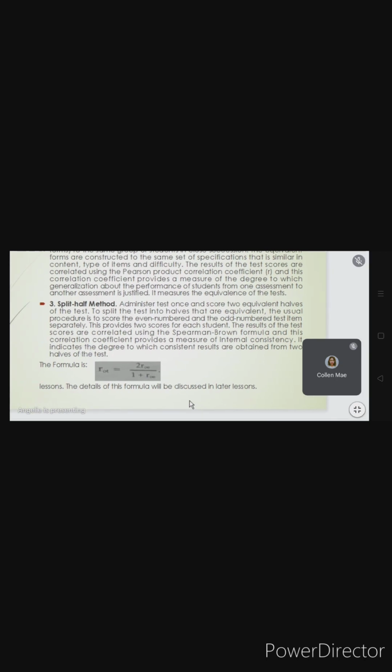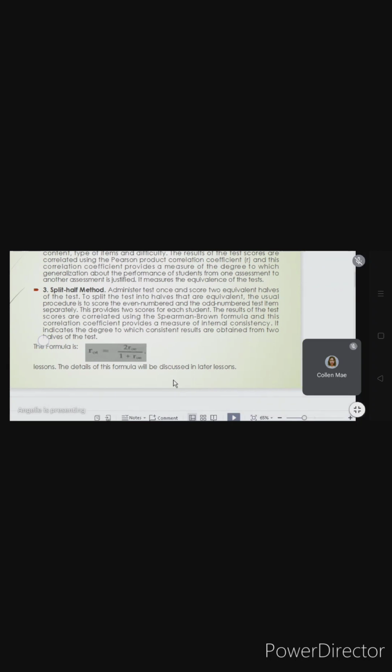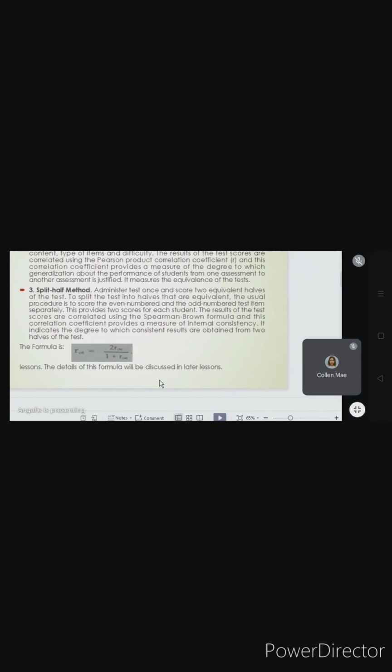So 3. Split-half method. Administer the test once and score two equivalent halves of the test. To split the test into halves that are equivalent, the usual procedure is to score the even-numbered and the odd-numbered test items separately, and the two sets of scores are correlated using the Spearman-Brown formula. This correlation coefficient provides a measure of internal consistency. It indicates the degree to which consistent results are obtained from the two halves of the test.